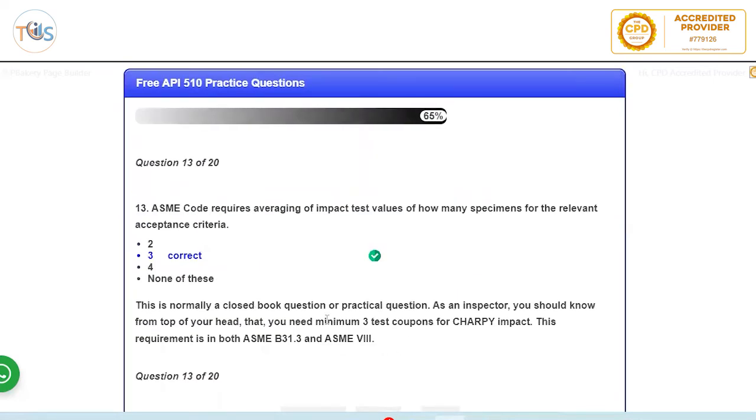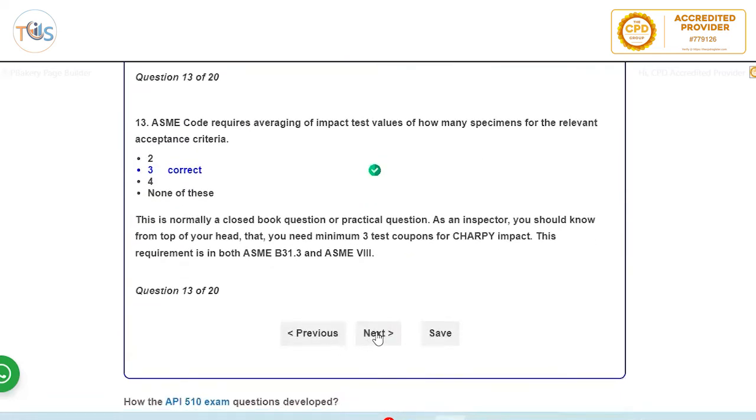ASME code records averaging of impact test. So this is straight away 3. You go to any code, B31.3, ASME Section 8, or API 510. It always says that the set of impact tests should have 3 specimens, okay? Charpy test specimens for toughness.